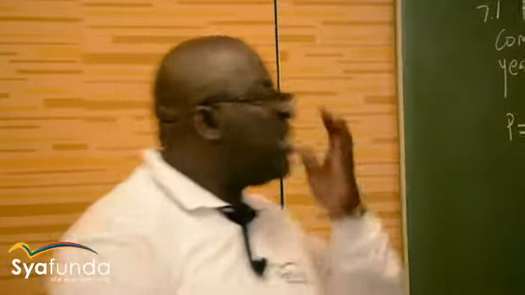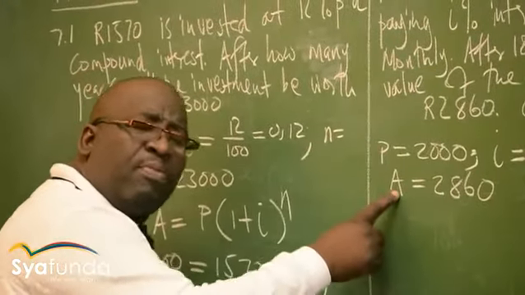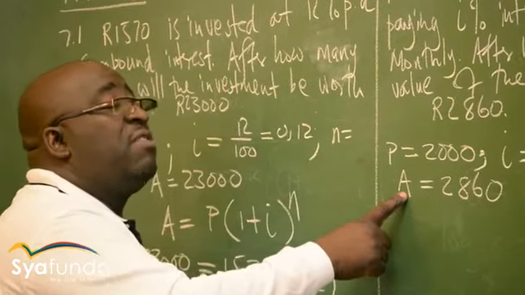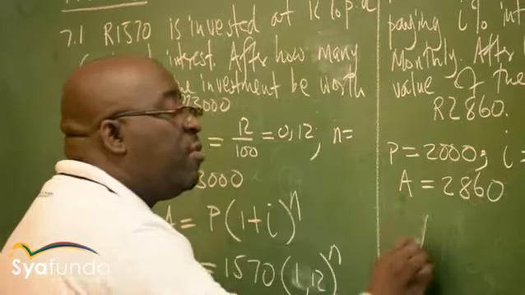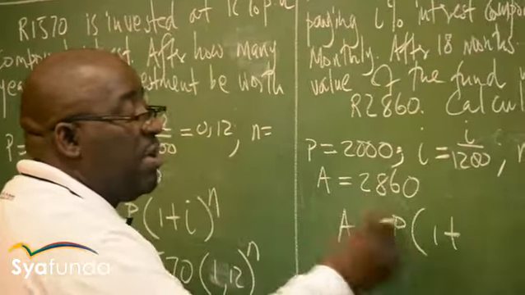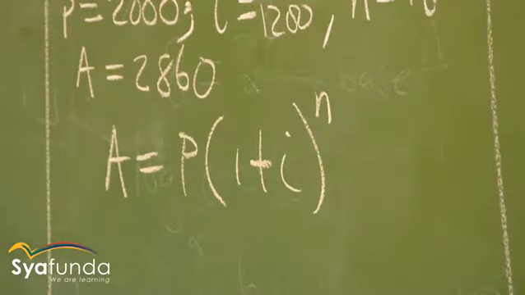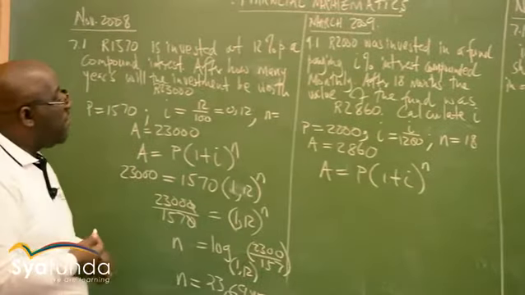Let's quickly go over it. Let's write the formula. The principal amount is smaller than the total amount at the end of the investment period. So we use the formula A equals P into 1 plus, because this one is bigger, plus I raised to the power N. Right, that's what we have. Let's push in those values there.